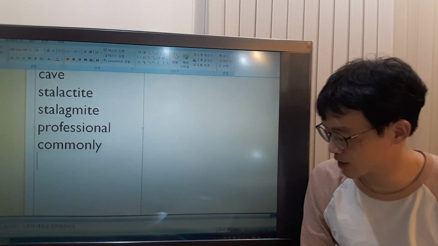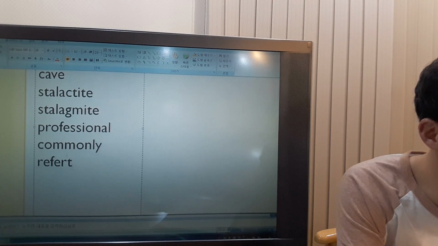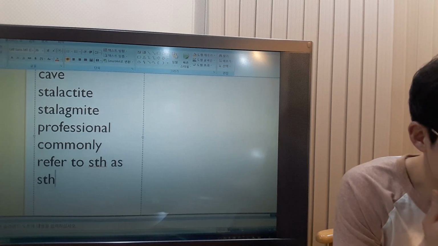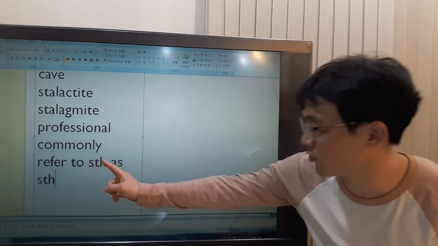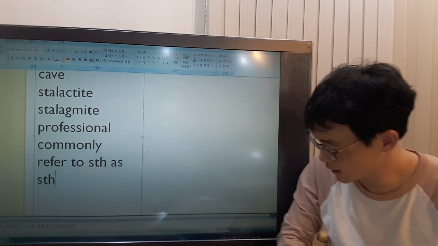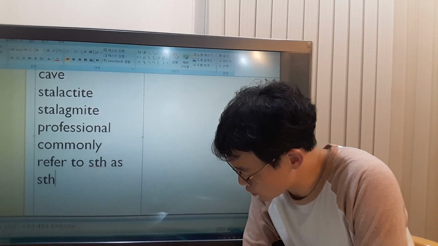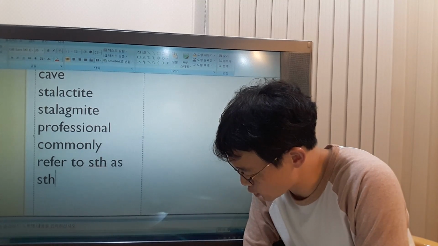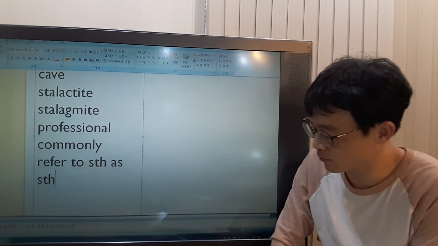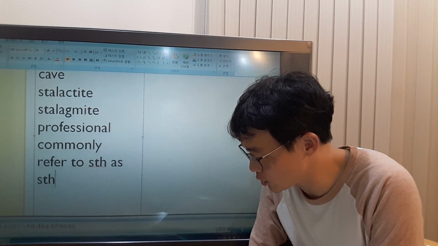Refer to them as speleothems. What does that mean? Refer to something as something. That means you call this, all right? You call this. Refer to. So, refer to them as speleothems. That means call them speleothems. And yes, before one of you asks, you need to know that term.